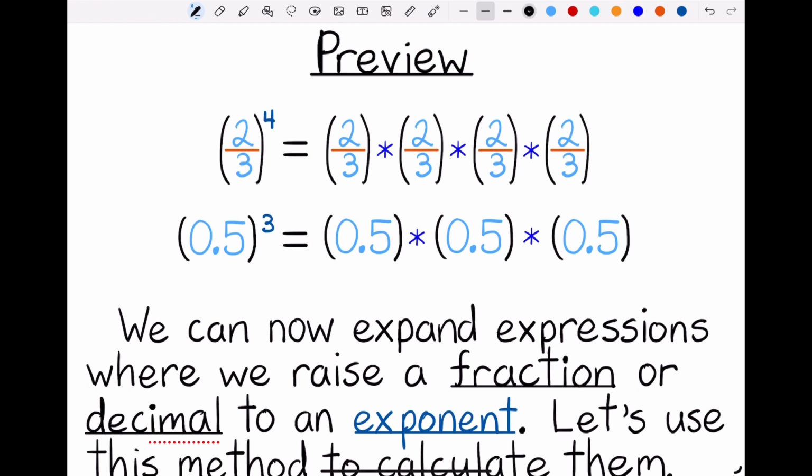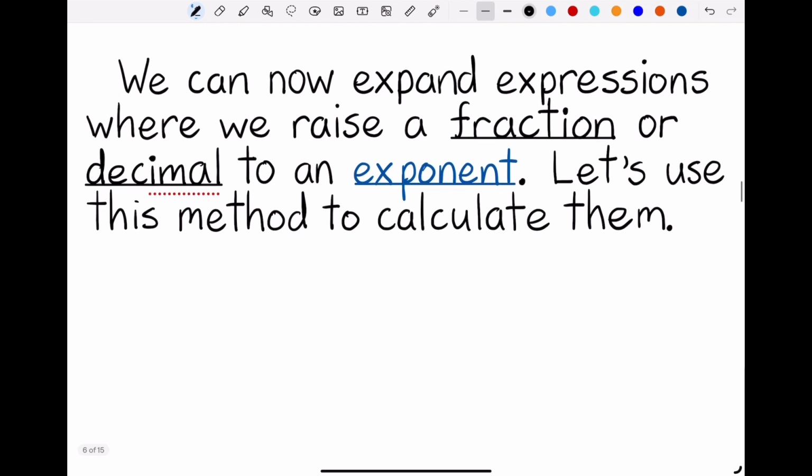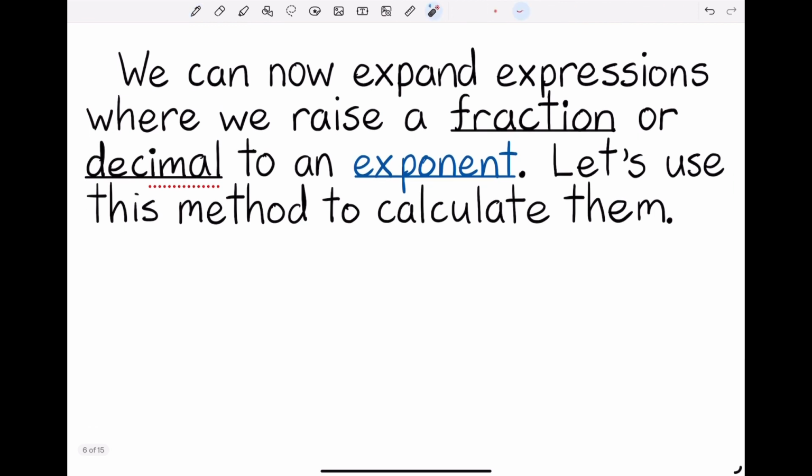In this video, we learned how to expand exponential expressions when our base was either a fraction or a decimal. And we saw that it's the same process as when our base was a whole number. And now that we know how to do this skill, let's use it so we could calculate the value of these expressions when we do have a fraction or decimal base.